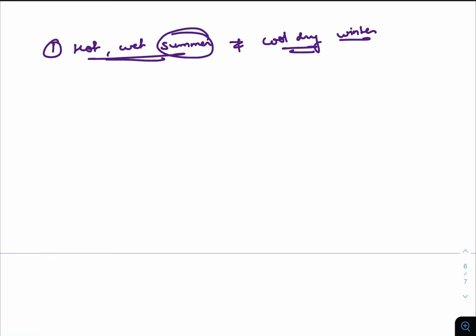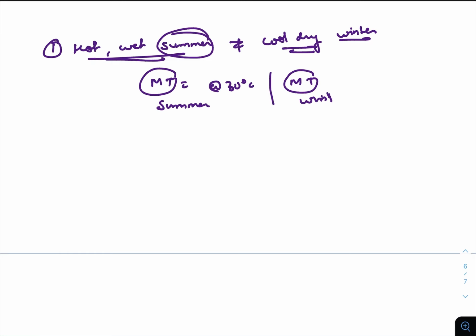And the mean temperature, what is the mean temperature? Mean temperature during summer is 30 degrees Celsius, and mean temperature during winter is about what? About 15 degrees Celsius. So mean temperature during summer will be 30 degrees Celsius, and mean temperature during winter will be about 15 degrees Celsius.